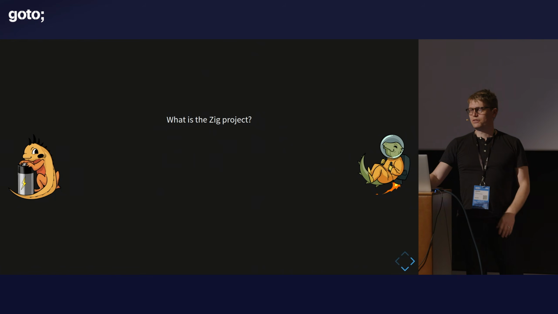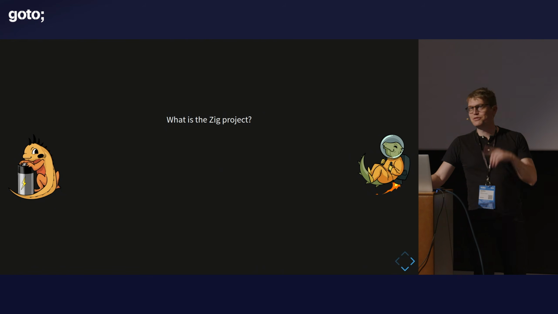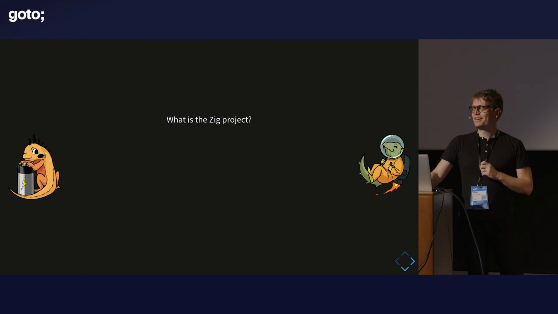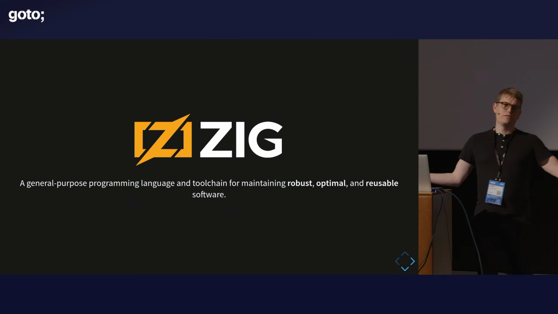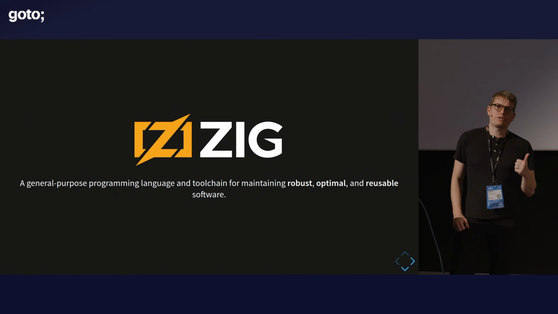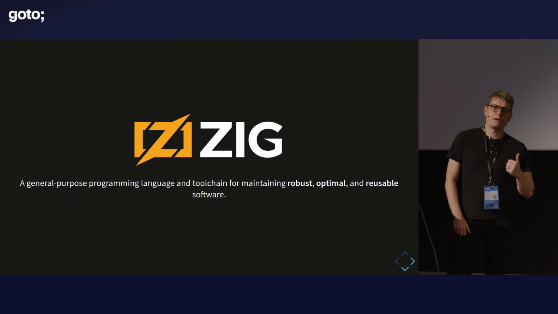So let's talk about what the Zig project is. Other than the little cute space lizards that we have, I have stickers. You can have them if you want. If you go to the website, we call it a general purpose programming language and toolchain for maintaining robust, optimal, and reusable software.